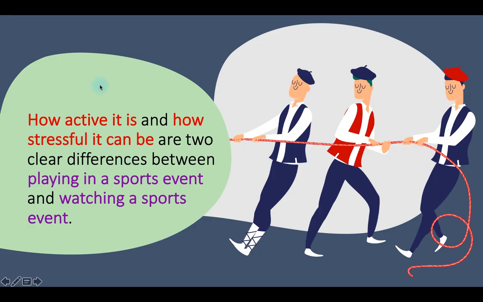Here we are. How active it is and how stressful it can be are two clear differences between playing in a sports event and watching a sports event. Now, if you are unfamiliar with noun clauses, it can look like this sentence is wrong because we have an is and a be and an are right together, but I promise you that this is correct. We always have a question word or a that at the start of the noun clause. And then we have subject-verb order.